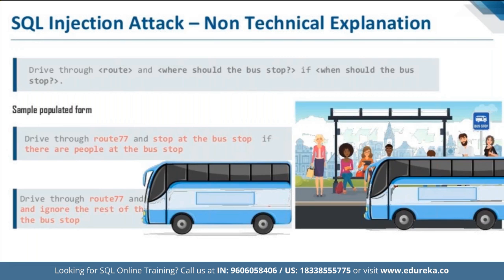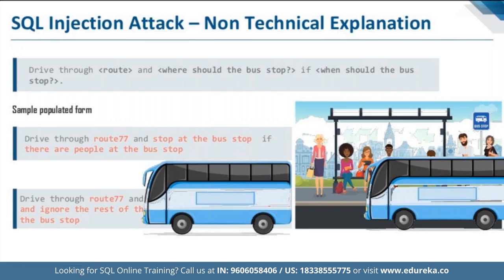So let's understand from a very basic perspective how SQL injection works. This is for the people who are from a non-tech background; I believe the tech background people might have understood already. Suppose you write: drive through route, where should the bus stop, and when should the bus stop. This is a simple language. Your keywords are route, so you have to describe which is the route. Then on that route, where should the bus stop, and if you also need to specify when the bus should stop, you have to specify. These are the three inputs that we are providing.